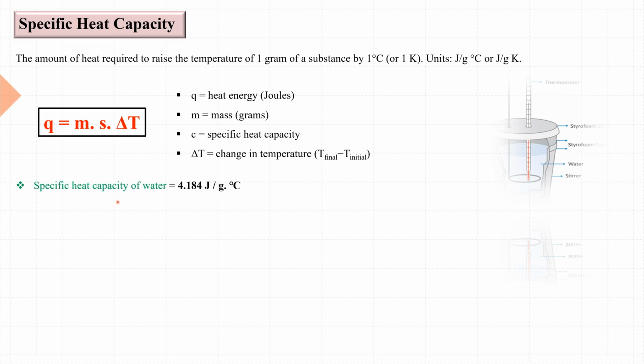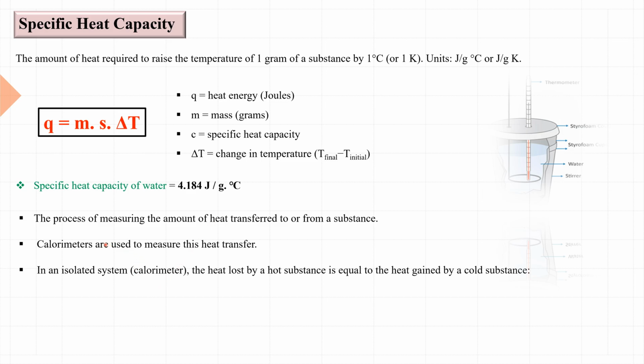Specific heat capacity has different values for different substances. You can find these specific heat capacity values in any chemistry textbook. The most commonly used specific heat capacity of water is 4.184 joules per gram per degree Celsius. The meaning of this is that 4.184 joules of heat is required for 1 gram of water to increase its temperature by 1 degree Celsius.